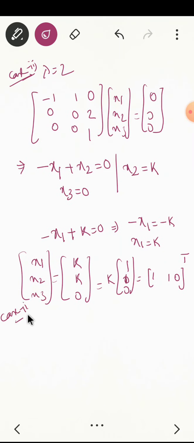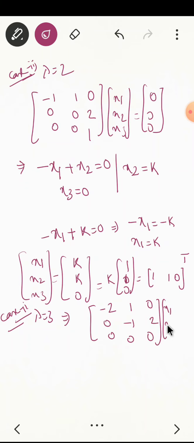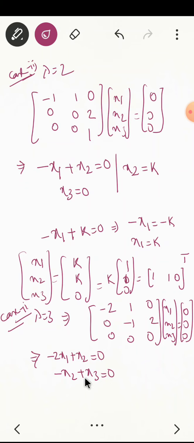Case 3 is what? Lambda equal to 3. After substituting lambda equal to 3, what are the values you are getting? Minus 2 1 0, 0 minus 1 2, 0 0 0. Then equate it with x1 x2 x3, equal to 0 0 0. Now what will I get? Minus 2x1 plus x2 equal to 0. From the second row, minus x2 plus x3 equal to 0. From the third row, can we conclude anything? No, we cannot conclude anything.